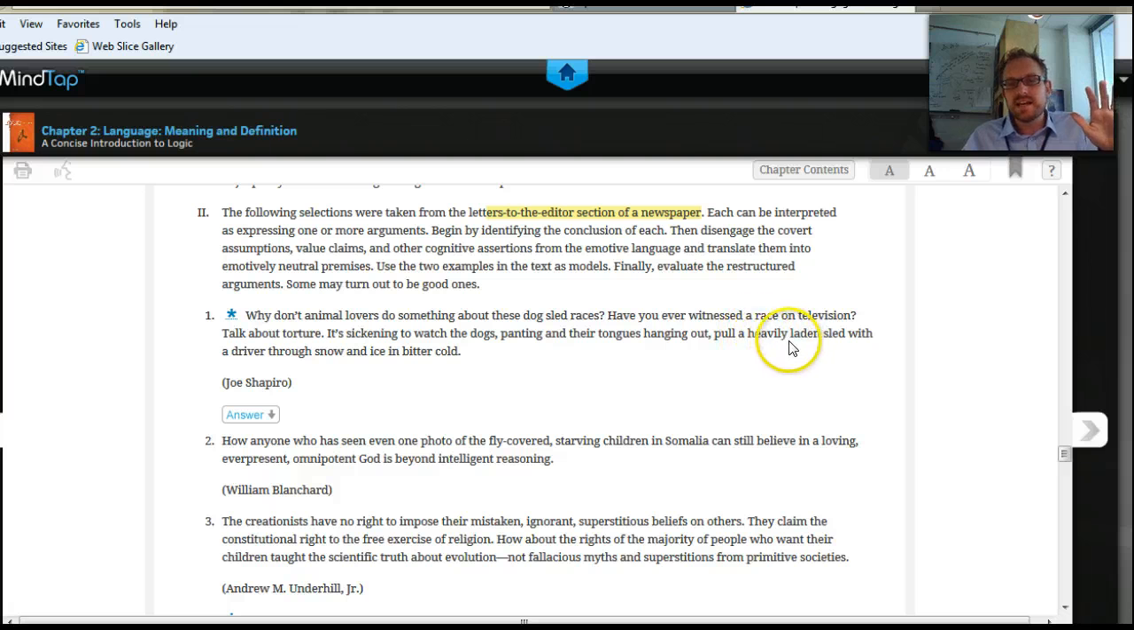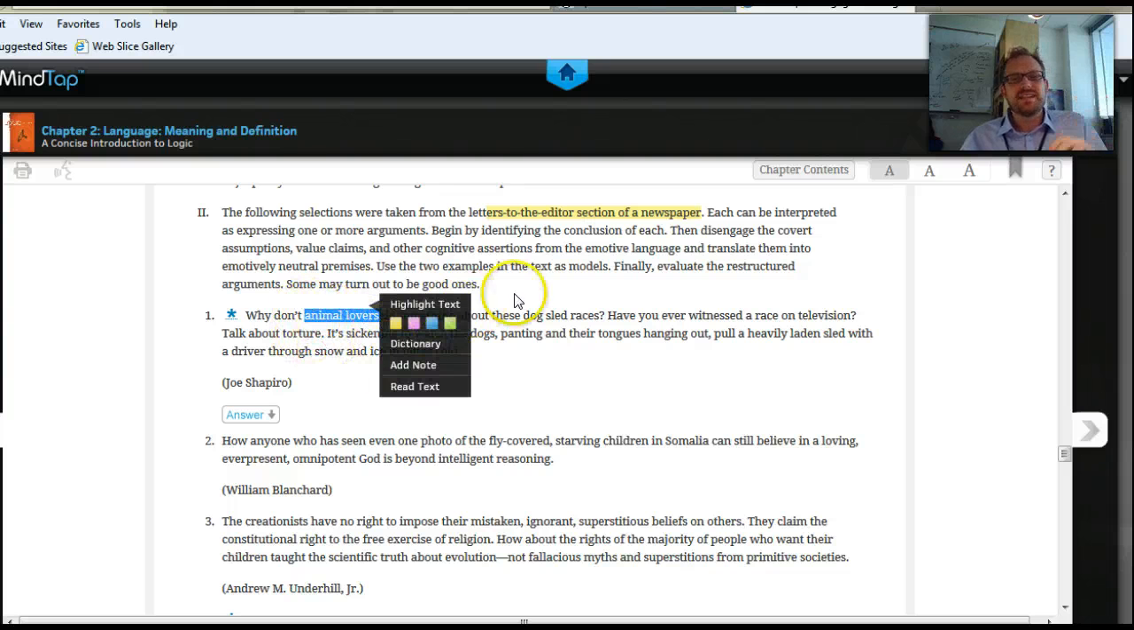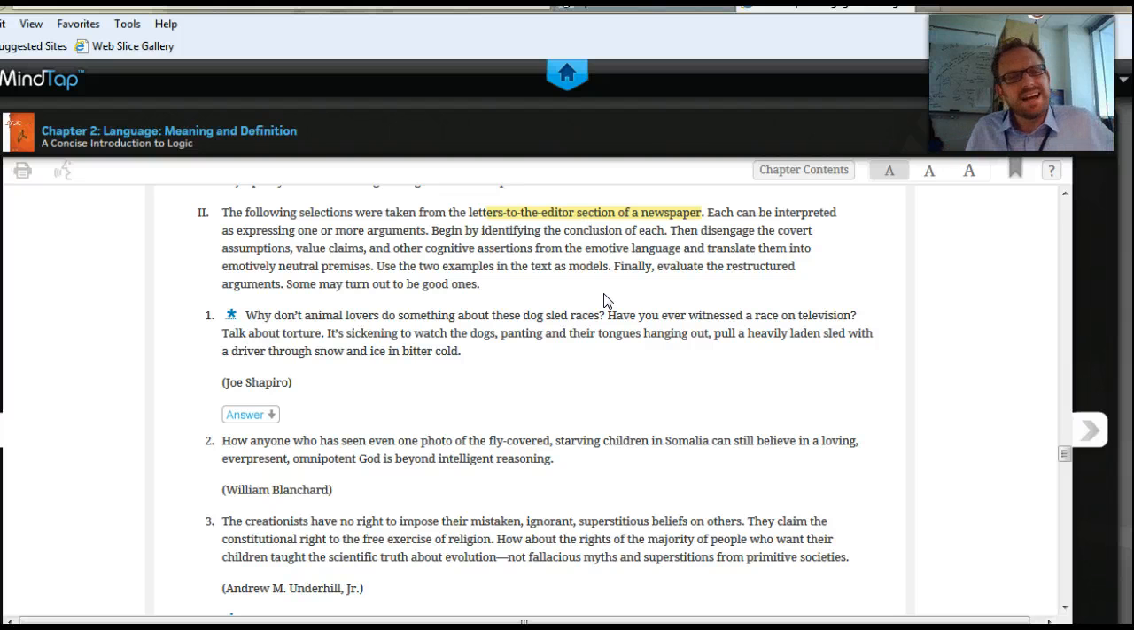A heavily laden sled. Well, it's probably heavy, but it's probably not heavy at the end of the race. And so on and so forth. And why don't these animal lovers? You can see that usually people don't refer to someone as an animal lover in a professional sense, I suppose. So what's the emotive meaning? The emotive meaning centers around the value assumption that sled racing mistreats animals and that's wrong. That's ultimately what they think. That's the assumption they're making, that it's wrong, and they believe that's the value.